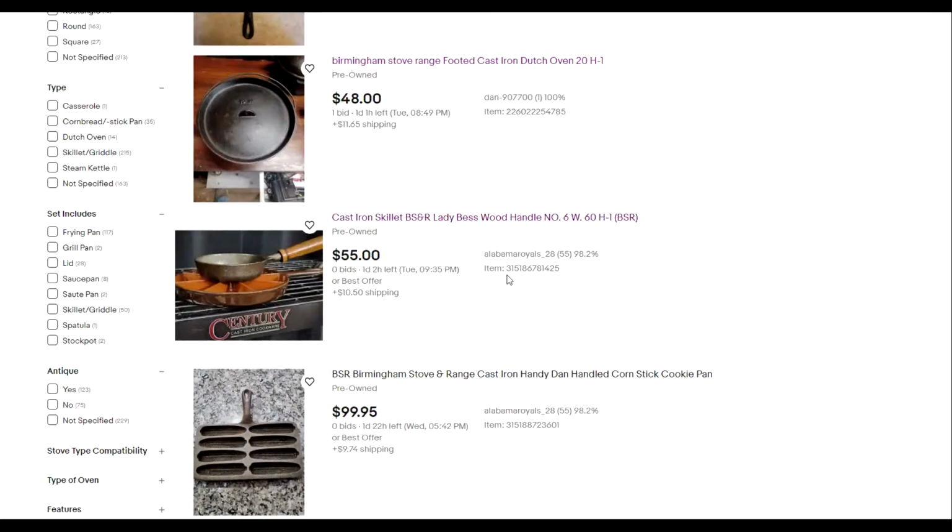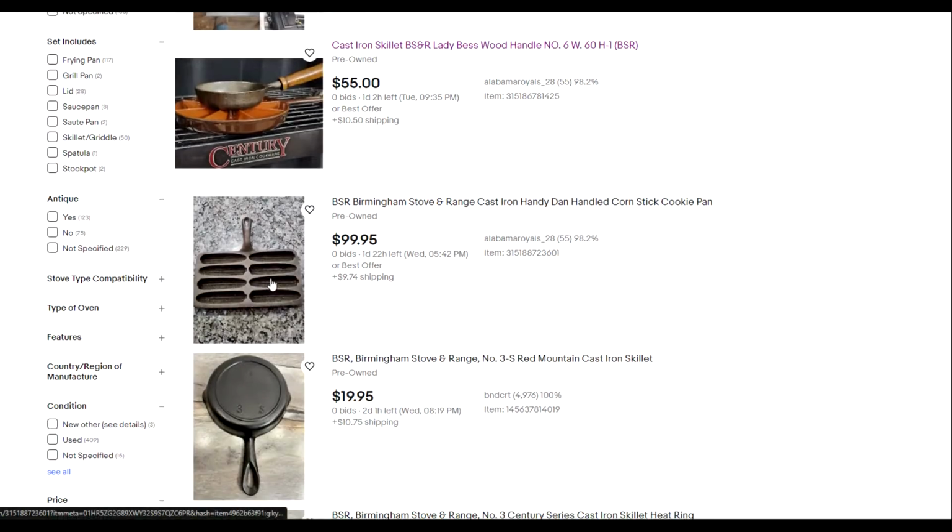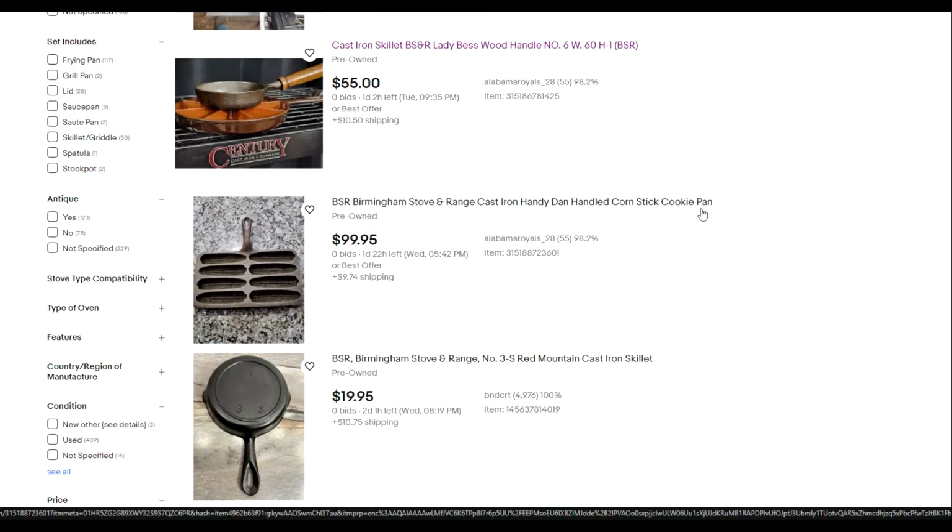And I guess we can keep going. Well, here's an interesting one as well. The Handy Dan cornstick pan. It says cornstick cookie pan, although again we know what this is for.